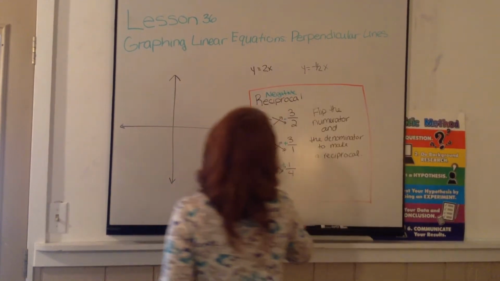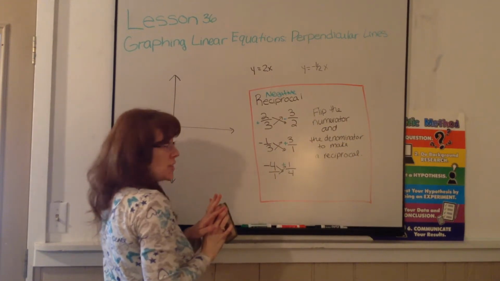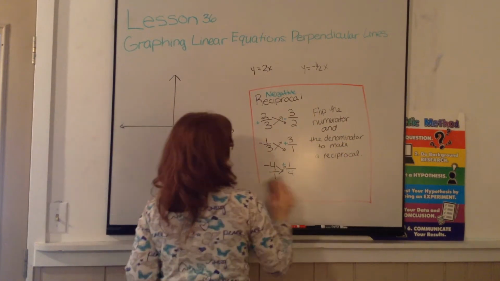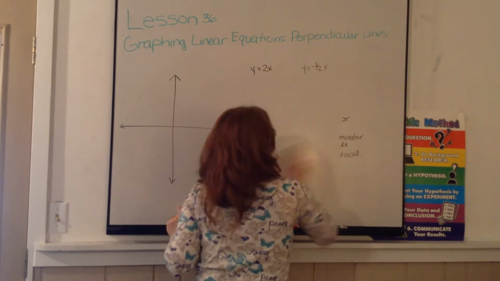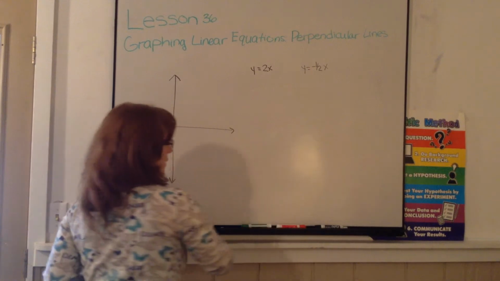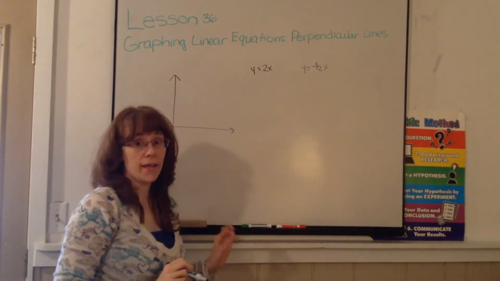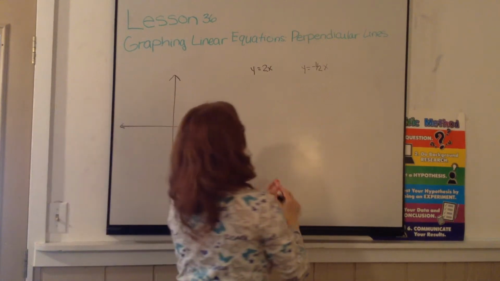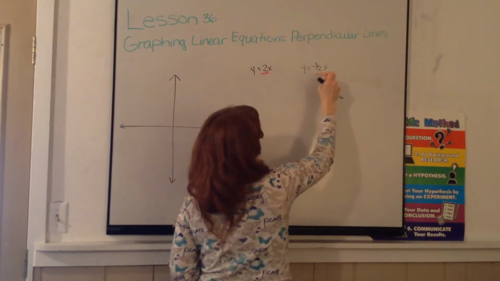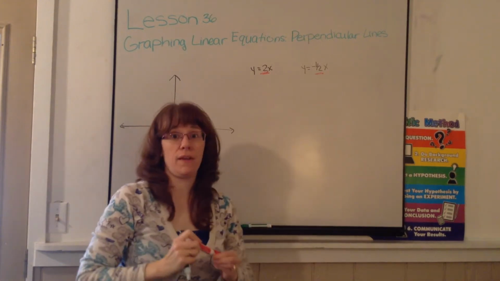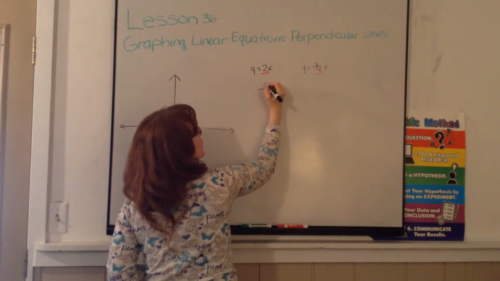Okay, so I am going to erase this to give us some more room. Let you take another little peek at that. Okay, so here is our example. We have y equals 2x and y equals -1/2x. We have +2 and -1/2. These are definitely negative reciprocals of one another. Let's see what they look like when we graph them.